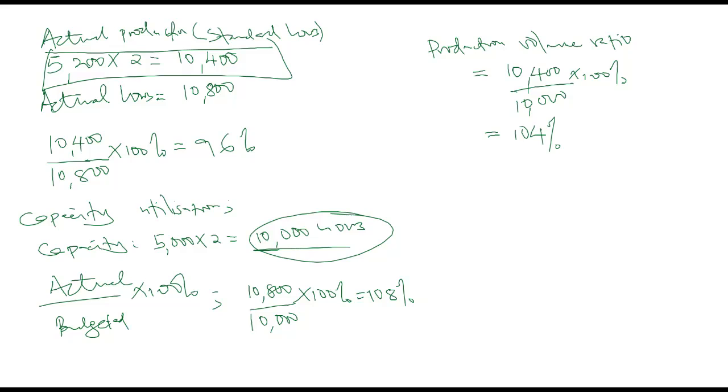That's one of the ways you can evaluate a cost center, through the use of those three ratios: the production volume ratio, the efficiency ratio, and the capacity utilization ratio.